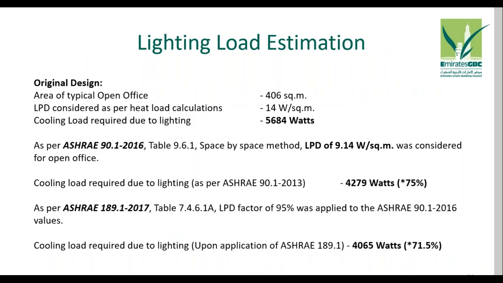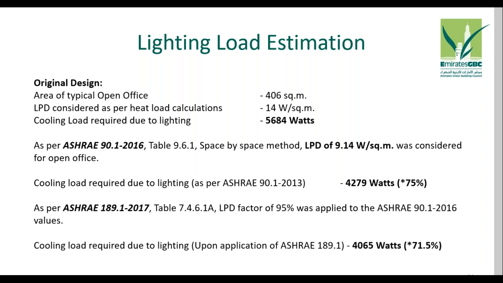Next parameter is lighting design. Now, lighting is governed by ASHRAE 90.1. There is a new publication in 2016, so it talks more about energy and efficiency. Four major parameters get covered in ASHRAE 90.1: building envelope, HVAC system, lighting and power systems, and whole building energy performance.